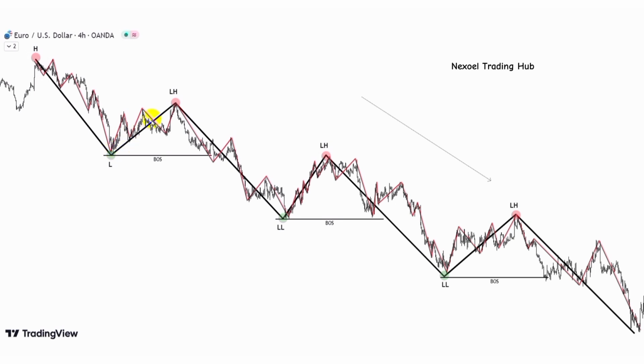The thick black line you're actually seeing. So we have price creating lower highs, lower low, lower highs, lower low, lower highs. So we have a downtrend market. If you can observe, now you can see in the 4-hour time frame, we have structure within structure. So we have the 4-hour structure within the daily market structure.